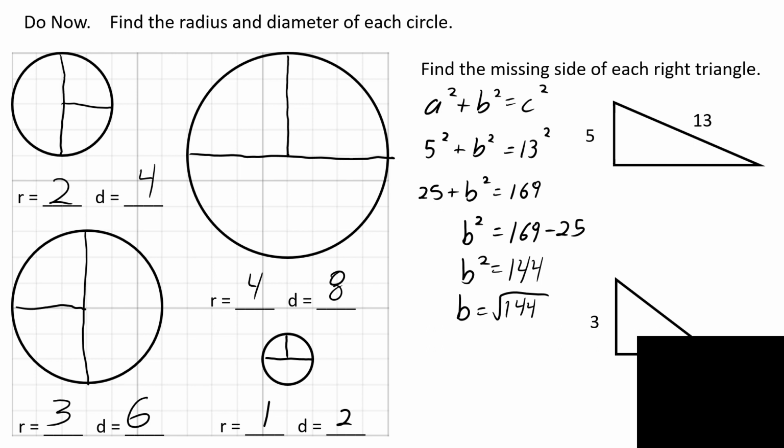Right, but you should be all stars at this by this point in time, right? We've been doing this unit for quite some time. We've been working with squares and square roots for quite some time. So the missing side there is 12.